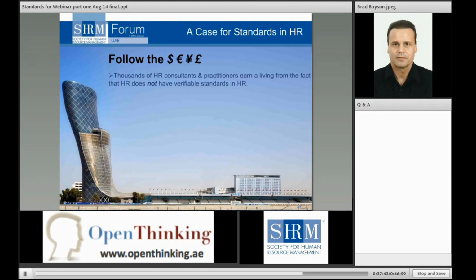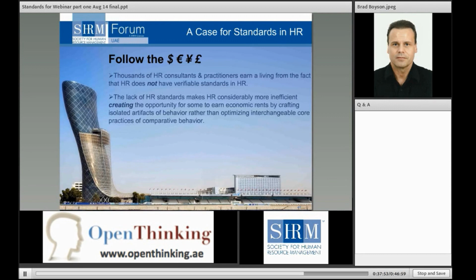Follow the money. Thousands of HR consultants and practitioners earn a living from the fact that HR does not have verifiable standards in HR. That is a fact. The lack of HR standards makes HR considerably more inefficient, creating the opportunity for some to earn economic rents by crafting what I call isolated artifacts of behavior, rather than optimizing interchangeable core practices of comparative behavior. These artifacts of inefficiency, you might even call them HR noise.